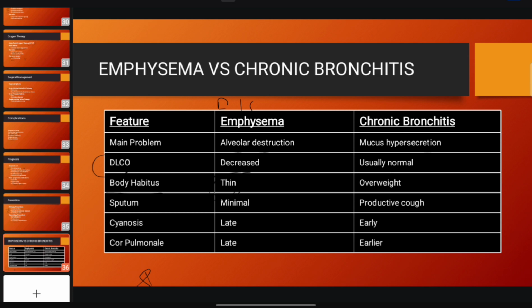And then we talk about the sputum. It is minimal in emphysema, but it is productive in chronic bronchitis, and cyanosis is an early feature in chronic bronchitis, and cor pulmonale is also an early feature in chronic bronchitis.